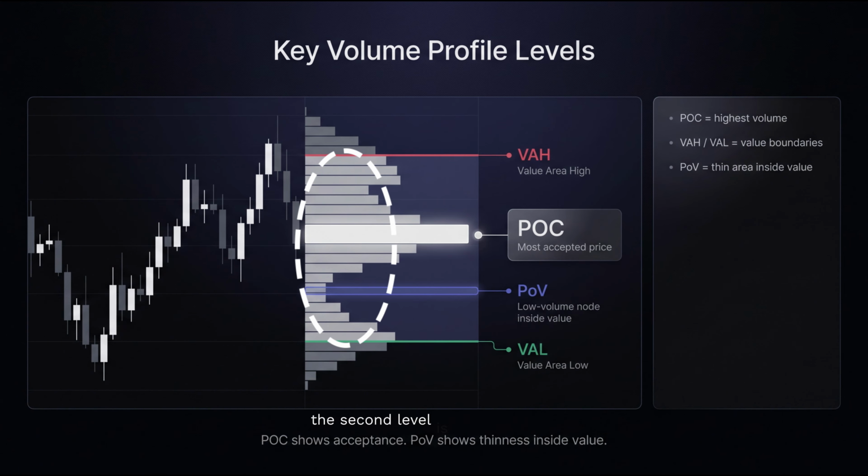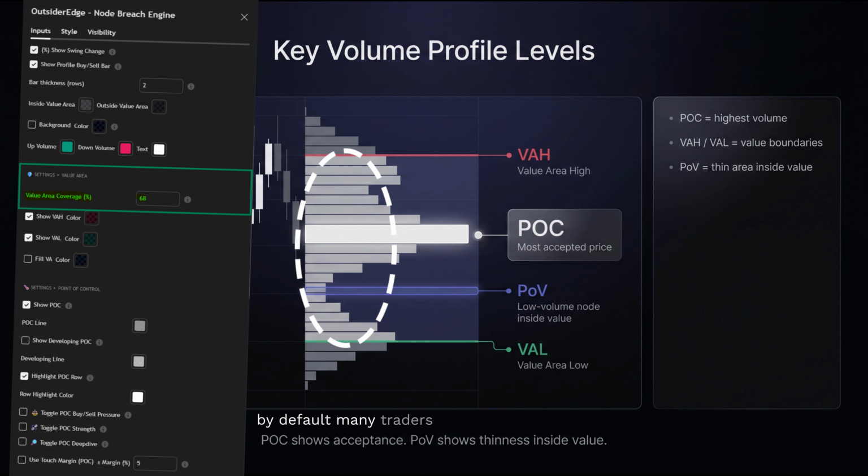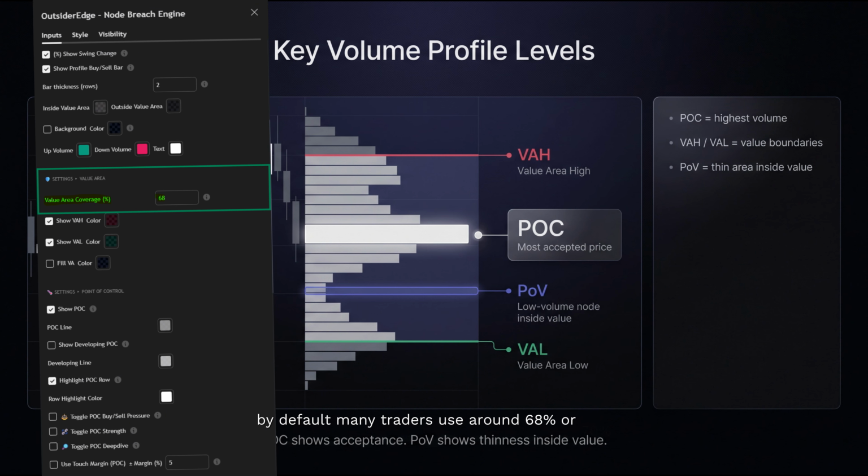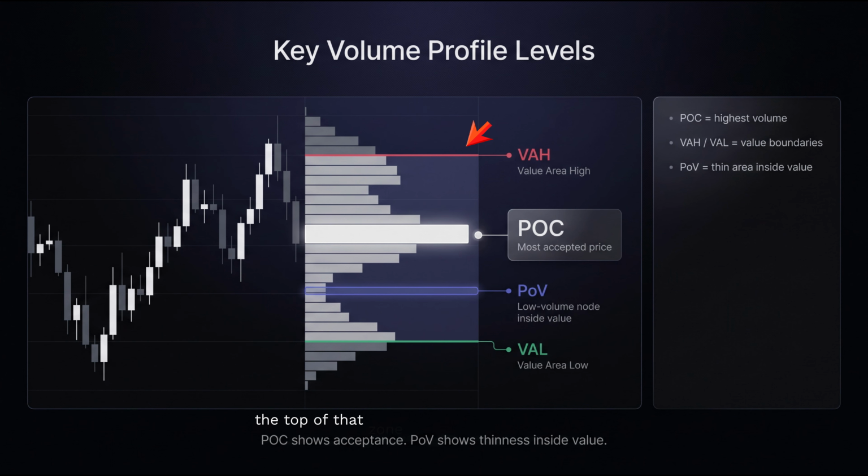The second level is the value area. This is the zone where most of the volume was traded. By default, many traders use around 68% or 70%. The top of that zone is called the value area high. The bottom is called the value area low. These levels can act as reaction areas, target areas, or invalidation zones. And then we have the POV, or point of void.